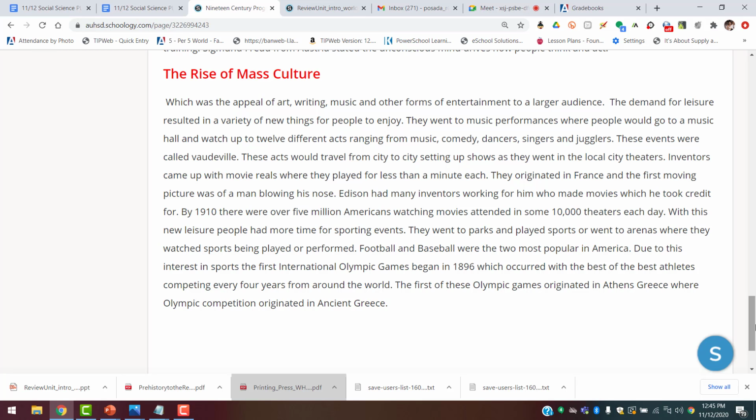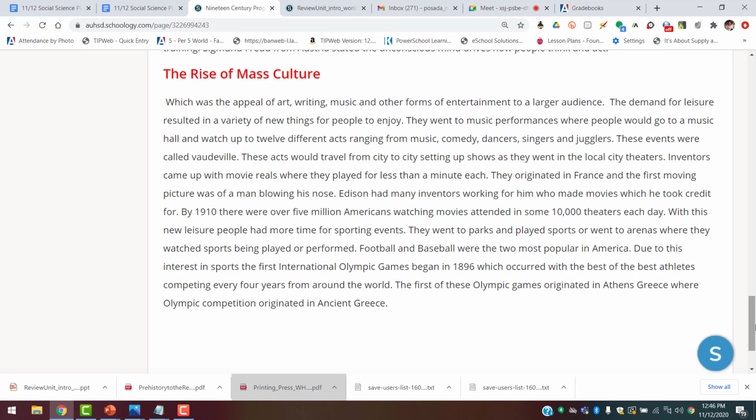This is the invention of what we know as spectator sports. We ourselves are not the athletes playing the game for fun. We are now watching professionals play the game as we cheer them on as a form of entertainment for ourselves. Football and baseball were the two most popular in America.